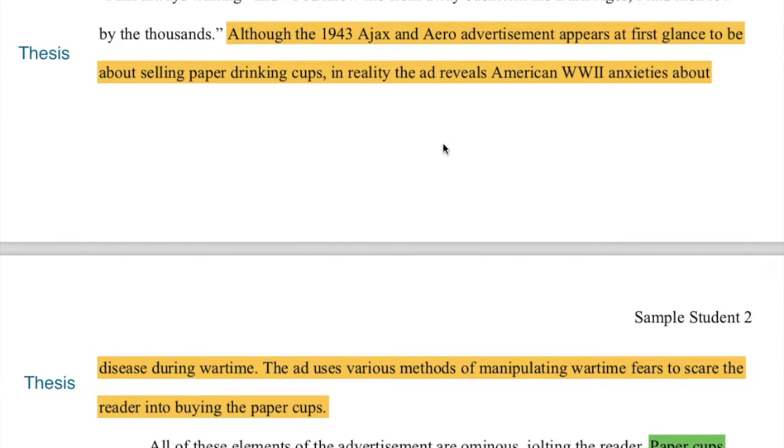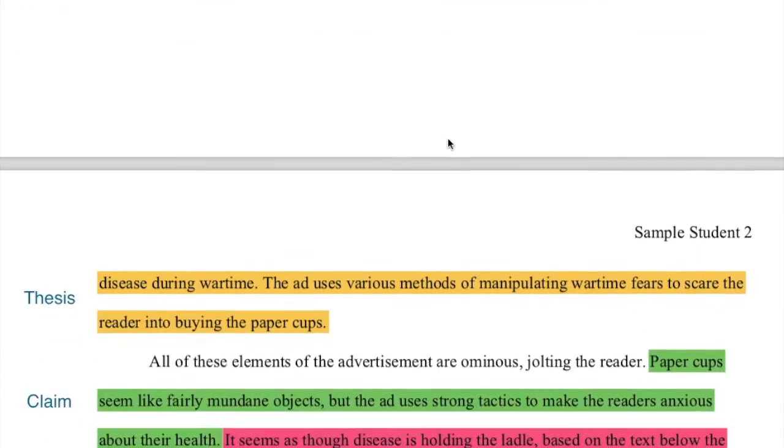So you'll see that the "it seems to be about X, but it's really about Y" template is being used here. The advertisement seems to be about selling paper drinking cups, but it's actually about the anxieties people had about disease during wartime. So we can see how the thesis is created. Now let's take a look at some of his claims and how they're supported.